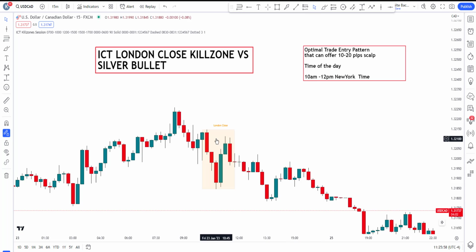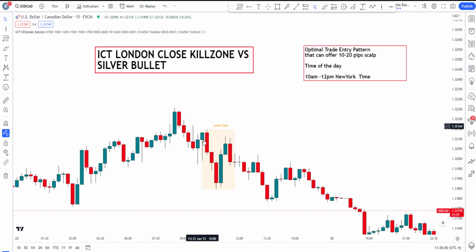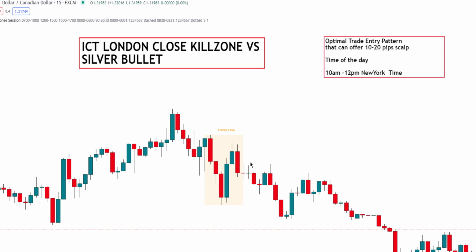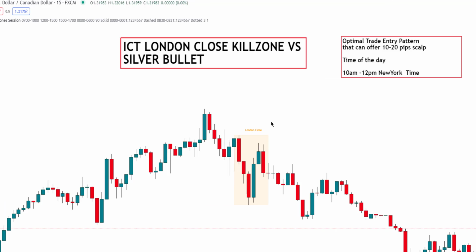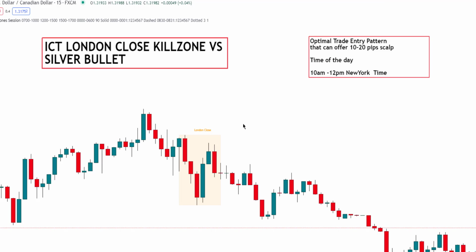So we know that the London close Killzone is in confluence with the ICT Silver Bullet, which makes it a very powerful way to trade. Another thing you need to know is that this is the time of the day where you have a high potential of getting a trend continuation. If the market is bearish, you're going to get a bearish movement from there. If the market is bullish, you're going to get a bullish movement from there, and you are sure of getting at least 10 to 20 pips. So if you're doing any prop firm challenge, this is best for you. You're going to get the best way to trade and pass all your evaluations.